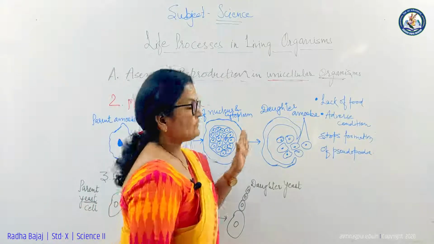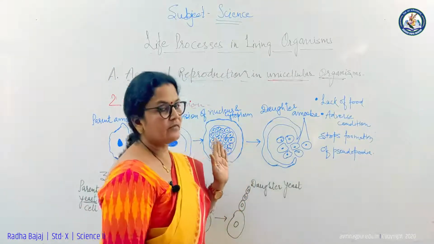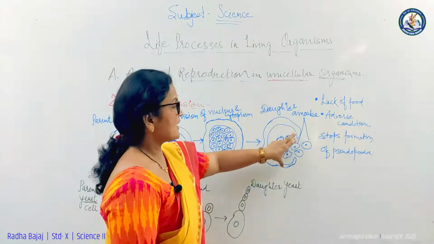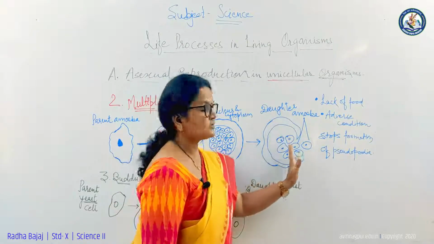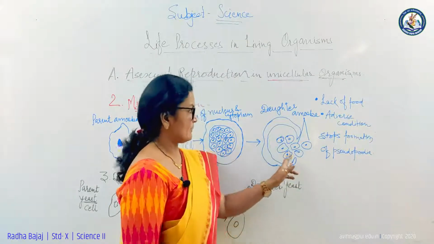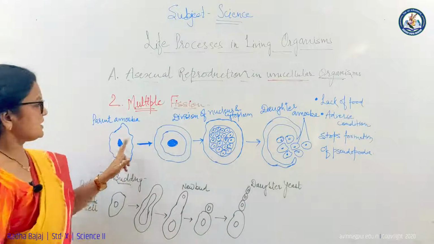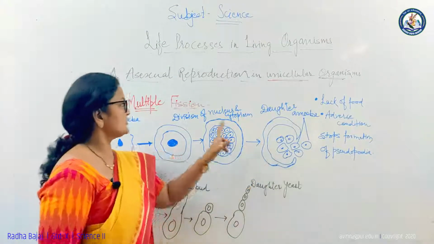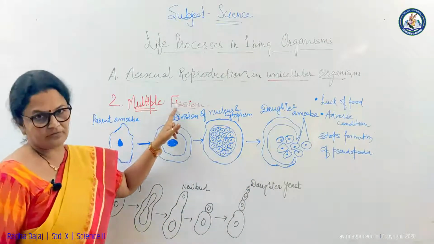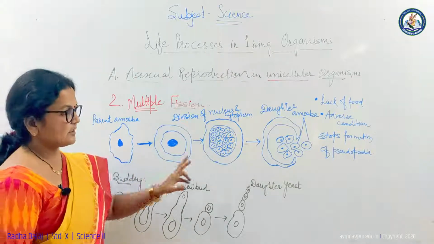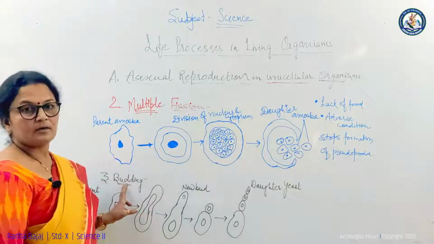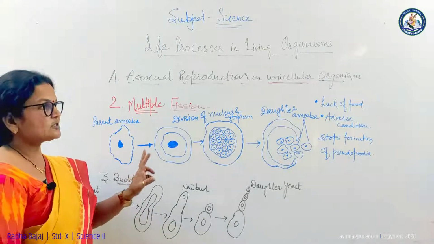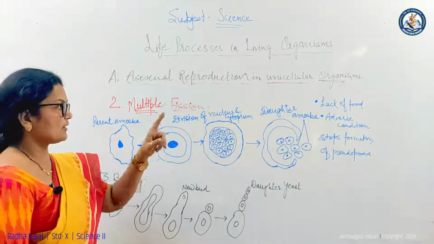And when there is a suitable or favorable condition, the cyst opens or bursts, and these daughter amoebae come out into the surrounding water. So from a single cell we get multiple amoebae, therefore it is called multiple fission, and generally it occurs in adverse conditions.